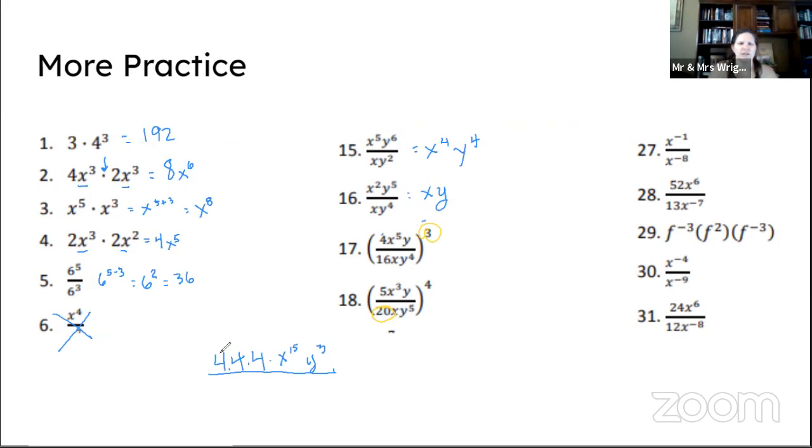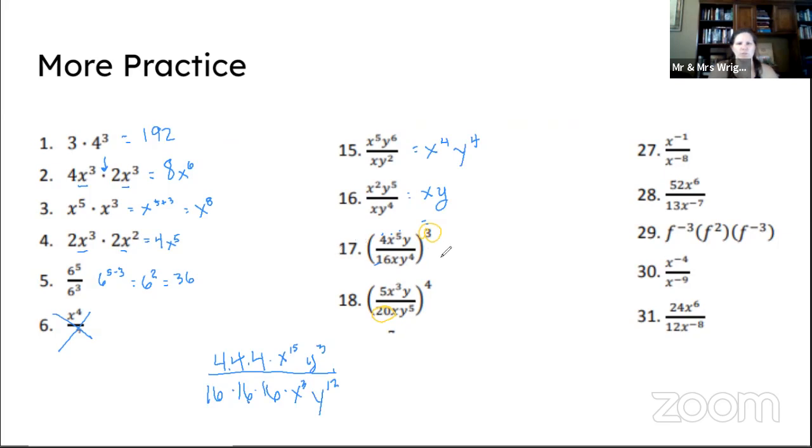4 to the power of 3. Okay, got that. X to the power of 5 times 3. Got that. Y to the power of 3. Got that. All right, 16 to the power of 3, 16 times 16 times 16. X to the power of 3 times x to the power of 3, and y to the power of 4 times 3, y to the power of 12.